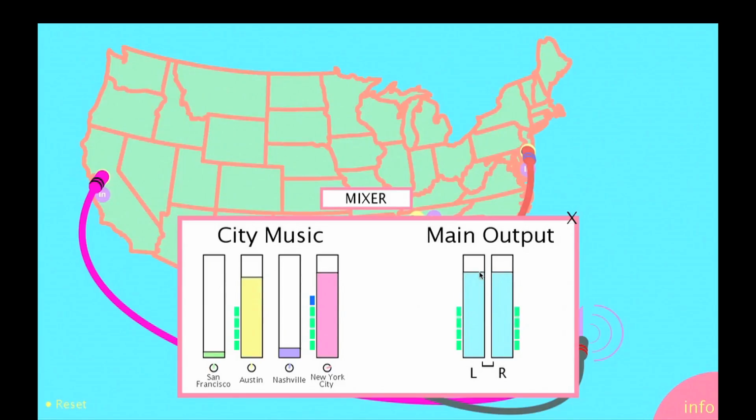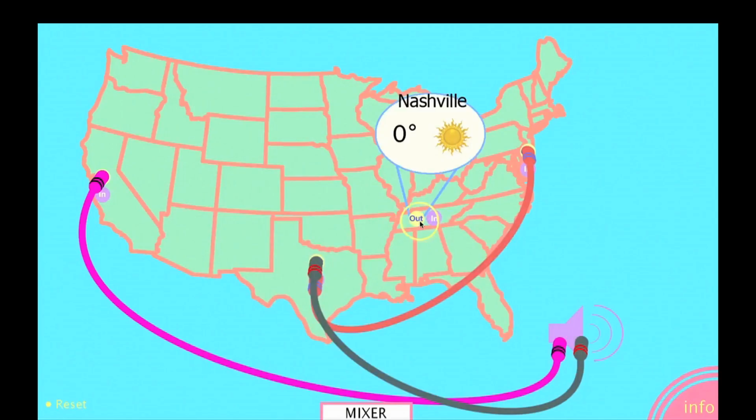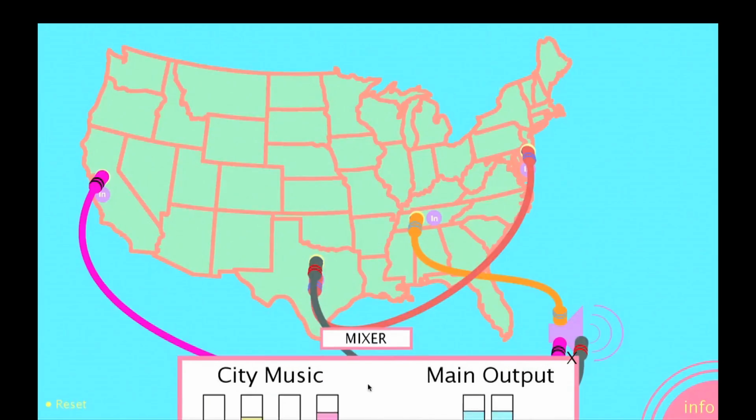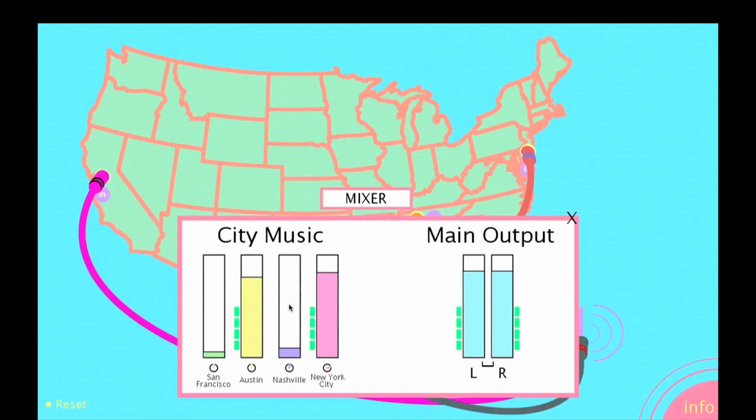As you just heard, the mixer does not just allow you to control individual levels for the cities. The left and right channels can be altered individually or as a whole for your main output.